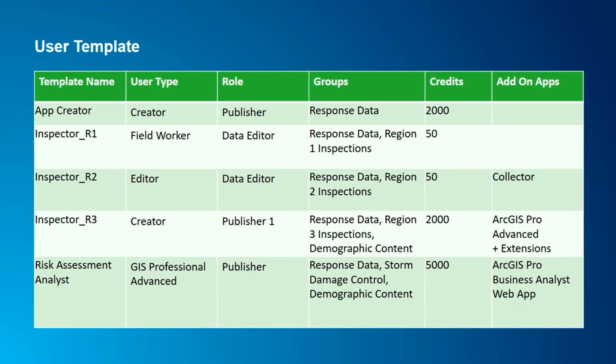We're going to have a specific user type, a specific role assigned to the user. We're going to add them to some groups, assign them different allotments of credits, and then also add on different add-on apps so that when the user logs in, once we give them their username and password, they're ready to go with their organization all set up. They should be able to access their content, their data, and all of the apps that they need.